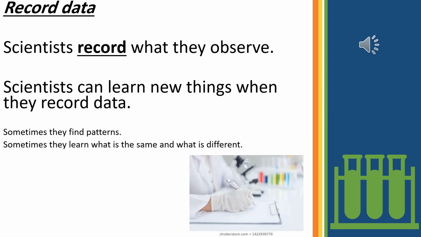Record data. Scientists record what they observe. Scientists can learn new things when they record data. Sometimes they find patterns. Sometimes they learn what is the same and what is different. Meaning that scientists observe, scientists record data, so they find things, and they learn more.